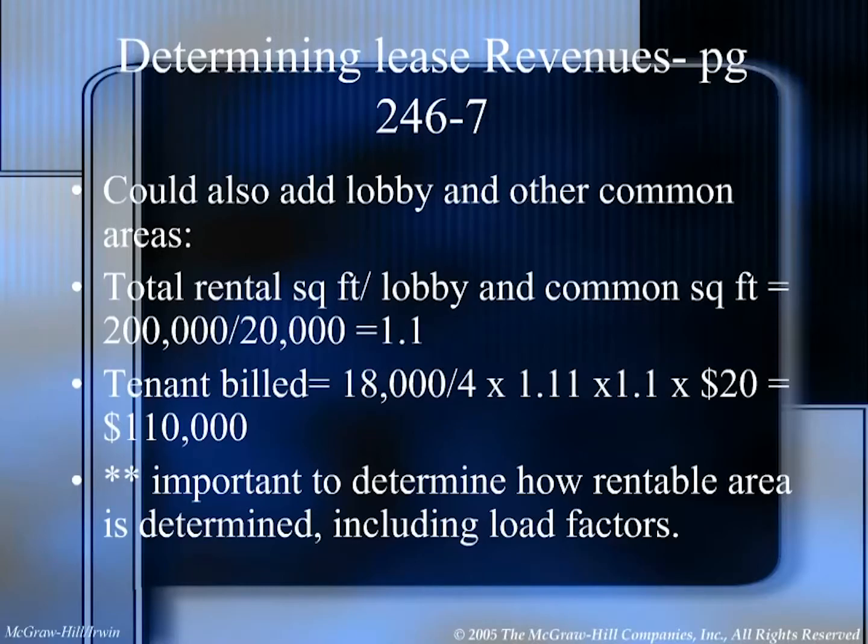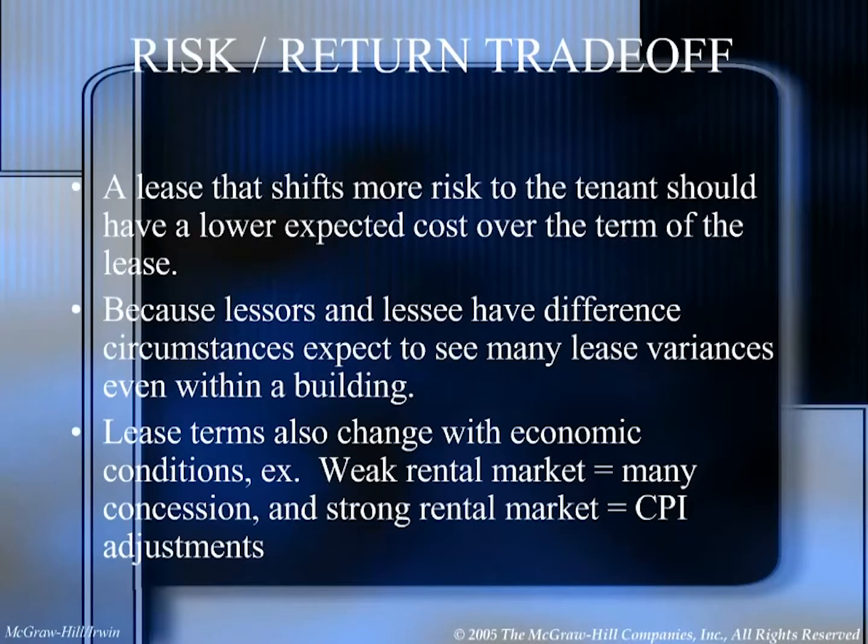So you've got the usable area on the floor you're renting, 18,000 square feet. You're renting 1/4 of it. That's why they have the 18,000 divided by 4 for the tenant. Then they're getting charged with a load factor of 1.11 for the common area on their particular floor, and then a load for the main lobby and common area, 1.1, times the market rate of $20, and that works out to not $100,000 but $110,000. So in that aspect, they're really paying about $24.42 per square foot. Again, it's important that you understand how the rentable area is determined, including the load factors.